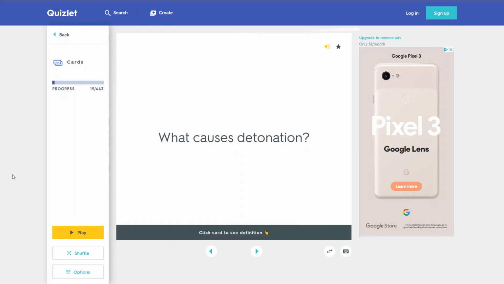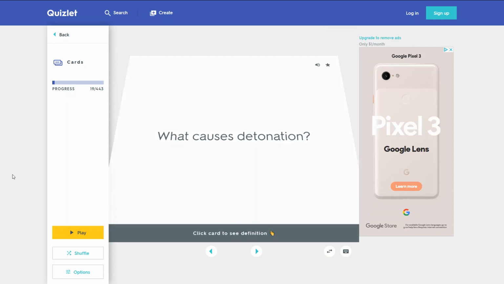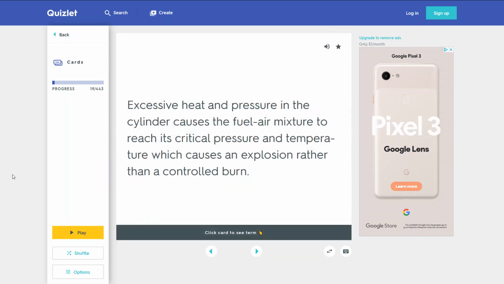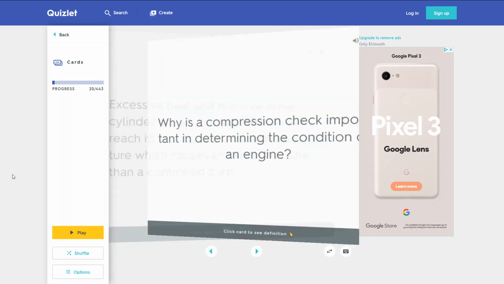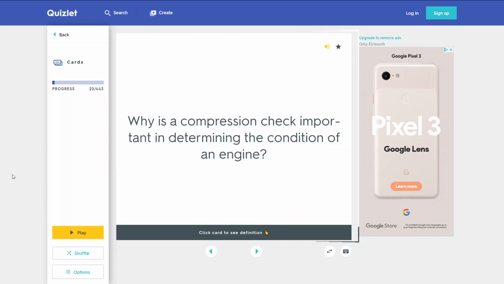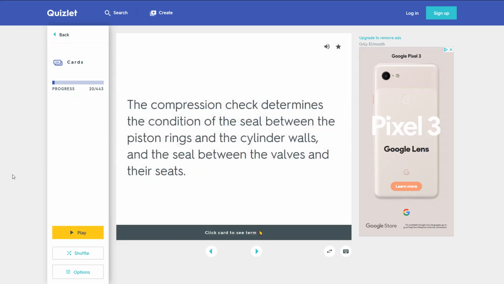What causes detonation? Excessive heat and pressure in the cylinder causes the fuel-air mixture to reach its critical pressure and temperature, which causes an explosion rather than a controlled burn. Why is a compression check important in determining the condition of an engine? The compression check determines the condition of the seal between the piston rings and the cylinder walls, and the seal between the valves and their seats.